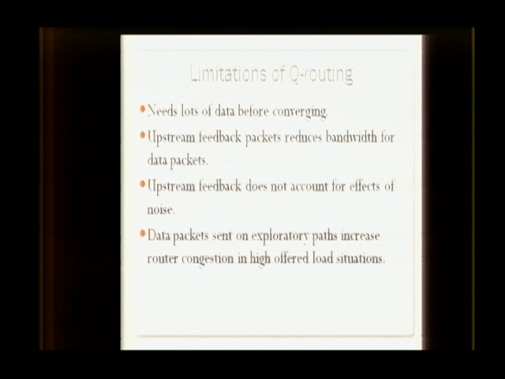The upstream feedback does not account for the effects of noise. If packets are getting lost, this is not in the Q-routing algorithm. It just does not deal with it. Q-routing was originally devised for wired networks where packets really don't get lost. Data packets sent on exploratory paths increase router congestion in high offered load situations. Even if you have two radios and you're just moving the data packets, with the routing control packets on a separate channel, the data packets wandering around add to the congestion problem and actually distort congestion feedback results that the algorithm is trying to use to learn.